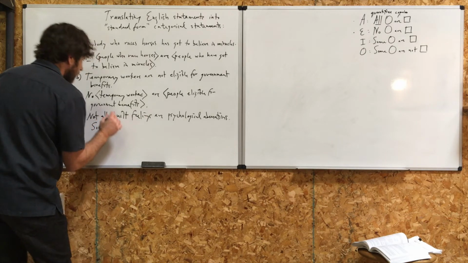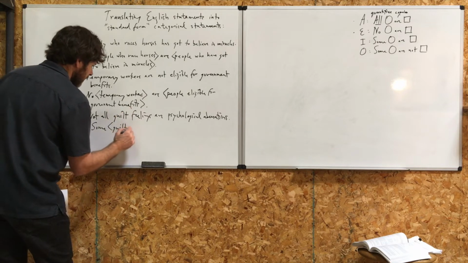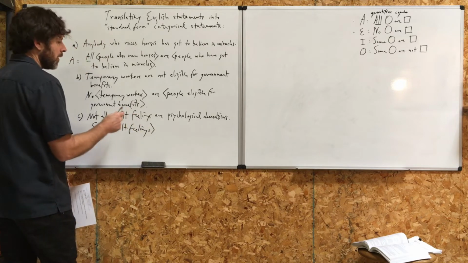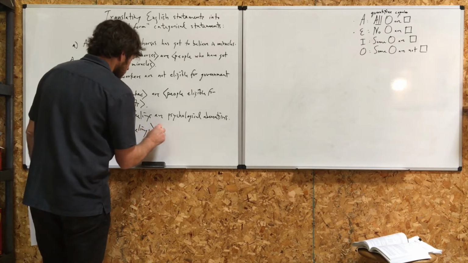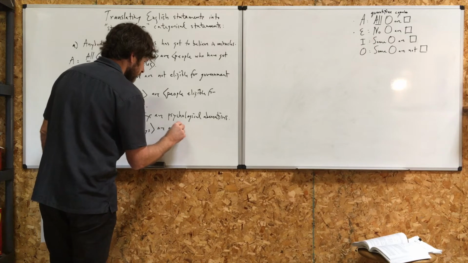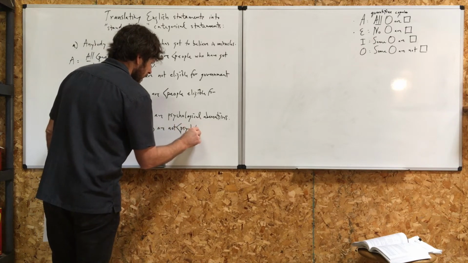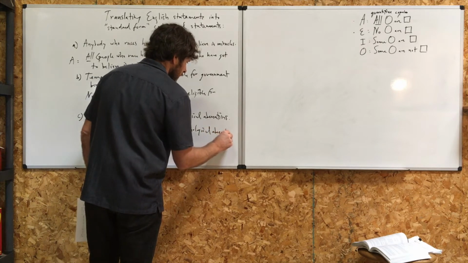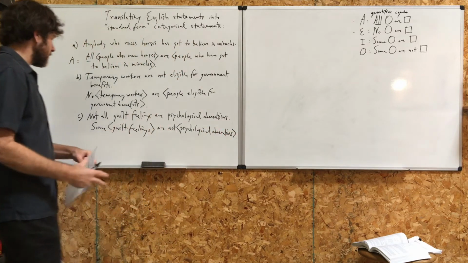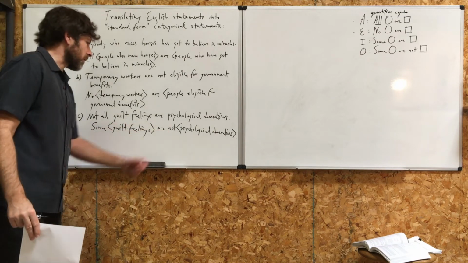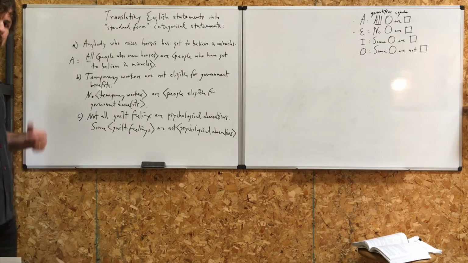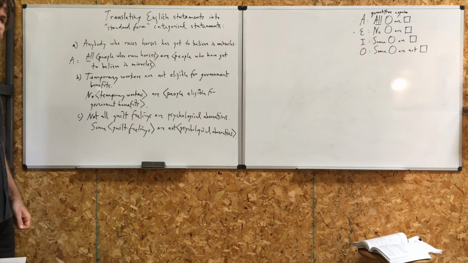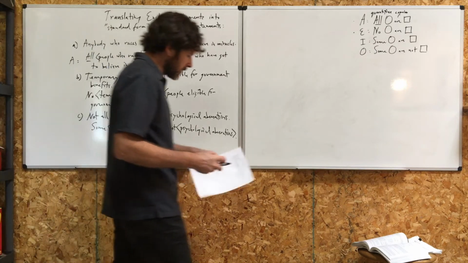Some. I'm putting the bracket here, but you don't need that. I'm putting the bracket just to be clear in marking off the subject and predicate terms. Some guilt feelings are not psychological aberrations. Then reread that. Some guilt feelings are not psychological aberrations. Does that mean the same thing as not all guilt feelings are psychological aberrations? Yeah. So we're good.